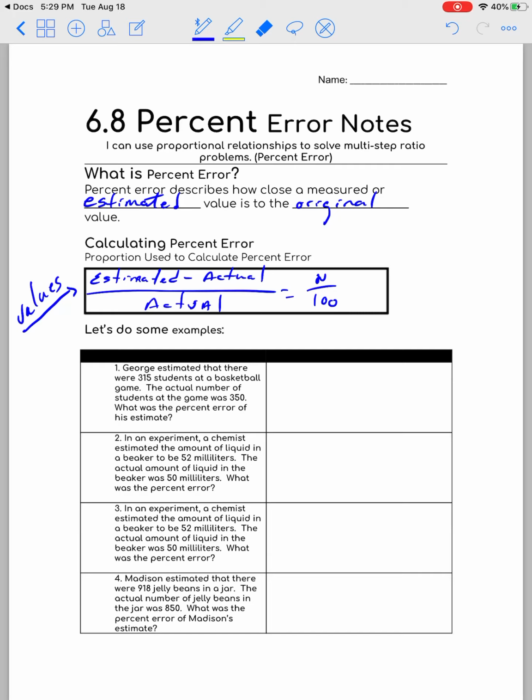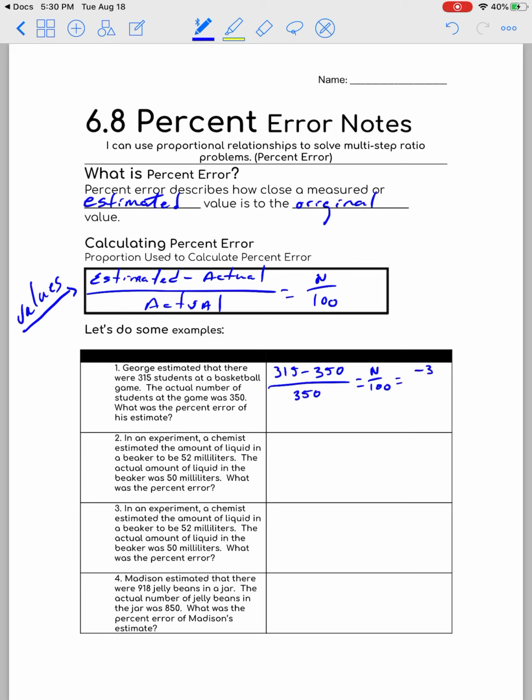George estimated that there's 315 students at the basketball game. The actual number of students at the game is 350. What's the percent error of his estimation? So let's set it up. We're going to do the estimated 315 minus the actual 350, over top of the actual 350, and that equals n over 100.